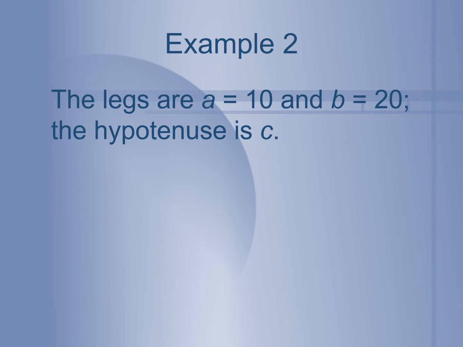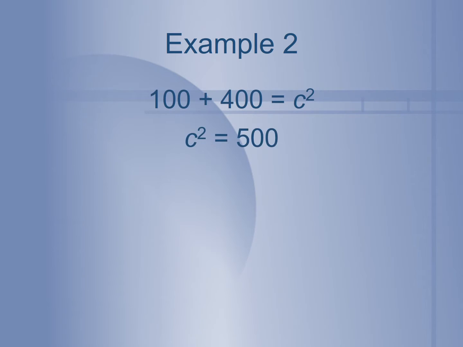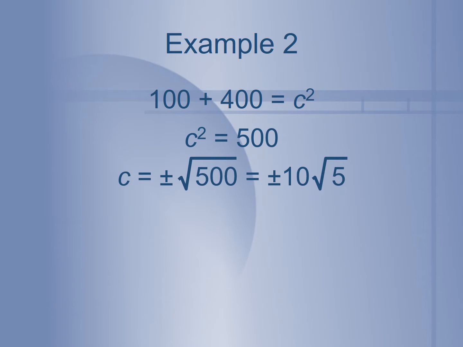So in this example, we know that one leg is equal to 10, the other leg is equal to 20, and we need to solve for the hypotenuse. So we fill in our information. We have 10 squared plus 20 squared equals c squared. We'll square those: 100 plus 400 equals c squared. That means c squared is equal to 500, which means c is equal to plus or minus the square root of 500. The square root of 500 simplifies to the square root of 10 times 10 times 5, which means a 10 can come out, so we get plus or minus 10 square roots of 5.